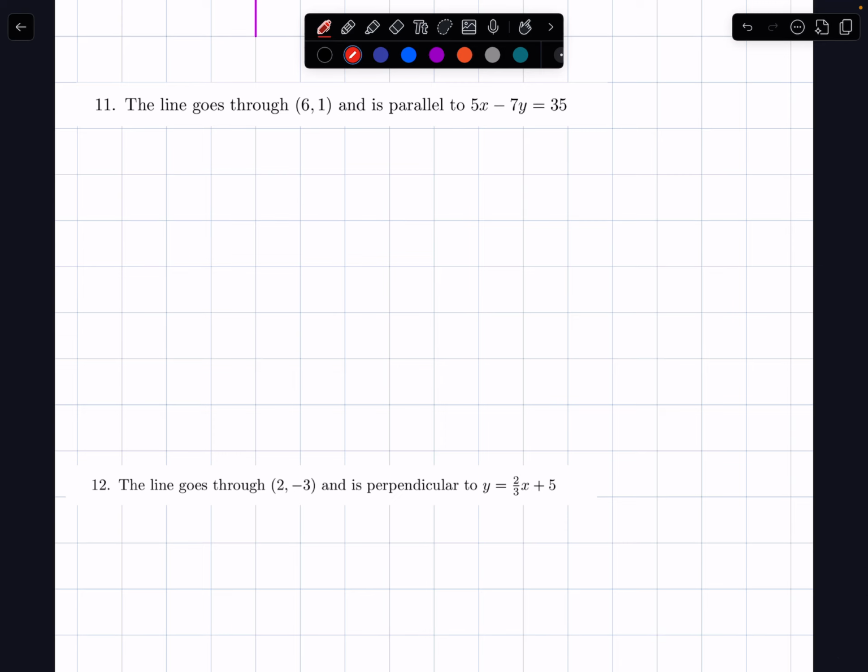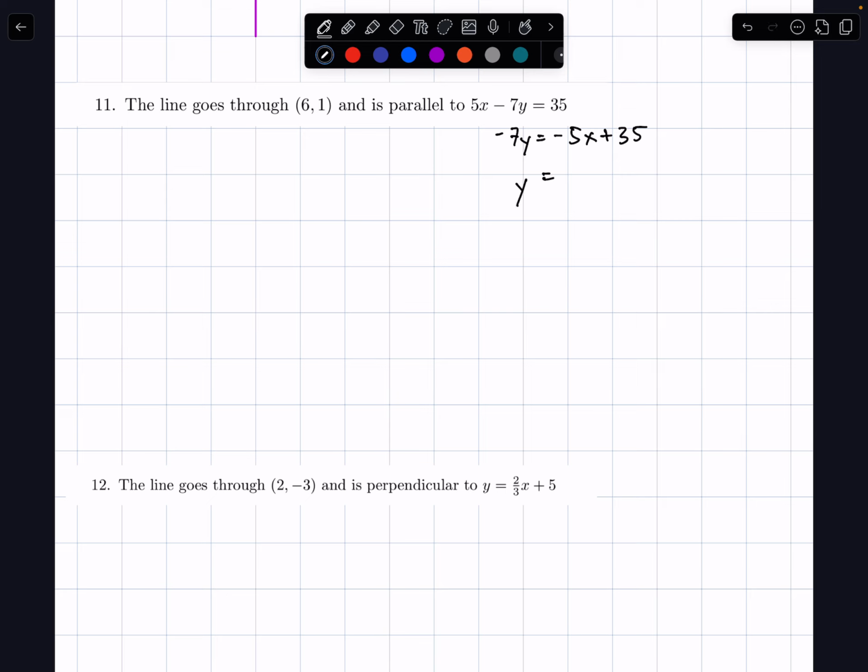Okay, line goes through (6, 1), parallel to 5x minus 7y equals 35. This, by the way, is what we call standard form of a linear equation. But to get it to something that we're more familiar with, we're gonna solve for y. So let's do a little side work. Negative 7y is equal to negative 5x plus 35, right? Subtract 5x from both sides. And then to get rid of that negative 7, divide both sides by negative 7.